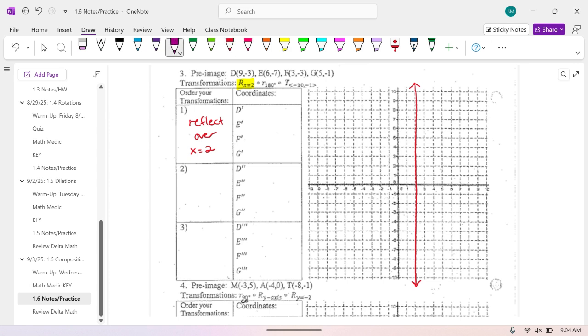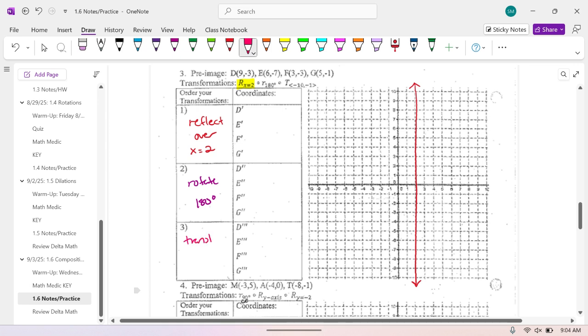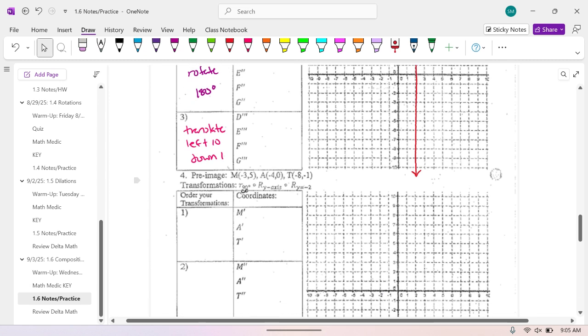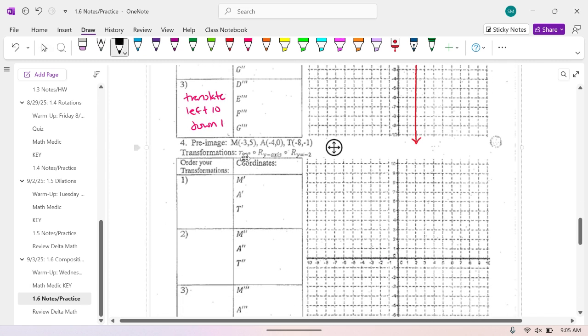What's the next step? Rotate 180 degrees. It's 180. It doesn't matter the direction. What's the last one? Right. So we're going to translate left 10 and down 1. Then for 4, mark out that little CC at the bottom. It shouldn't be there.